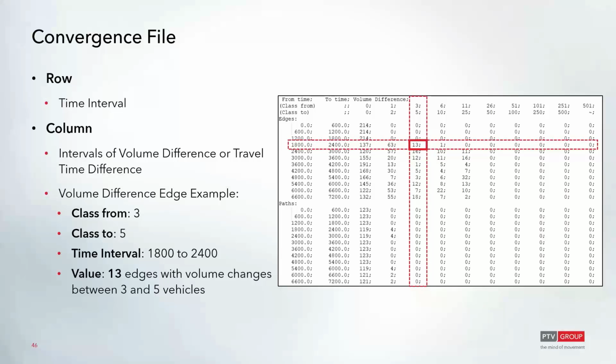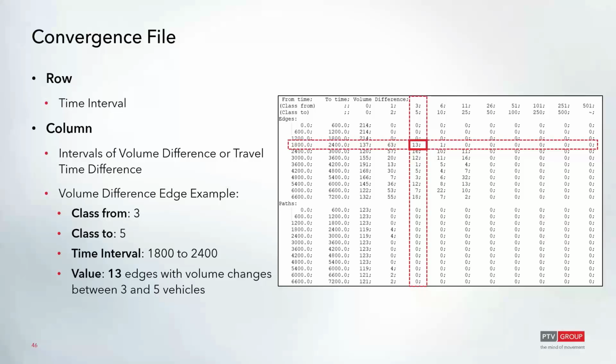And then if we take a look at the intersection here, we've got the value 13. So in this case, we're looking at 13 edges that meet this particular condition. Essentially, we've got 13 edges that experienced a volume change between 3 and 5 vehicles between this iteration and the last for the 1800 to 2400 simulation seconds. So this file is mainly used just to see how many changes are being experienced between simulation runs.